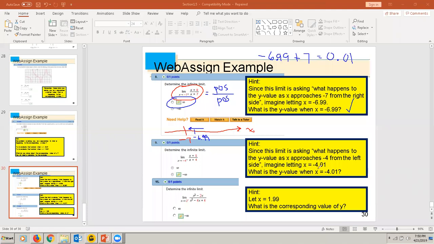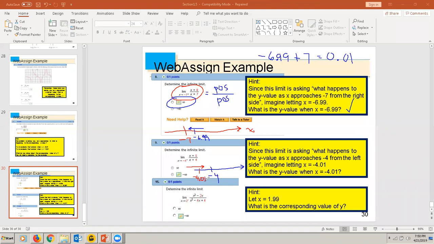All right, let's go to number 9. Again, I'm going to draw a little x-axis here to help me out. So here's -4, but now they're asking me to come in from the left side. Right, this is a left-sided limit. So I'm going to be coming in from this side, and let me just pick a test value. Well, if I'm coming in from the left side, how about if I pick -4.01 coming in from the left side?